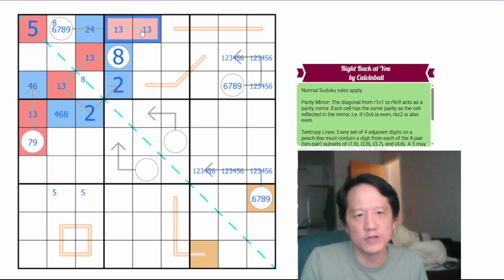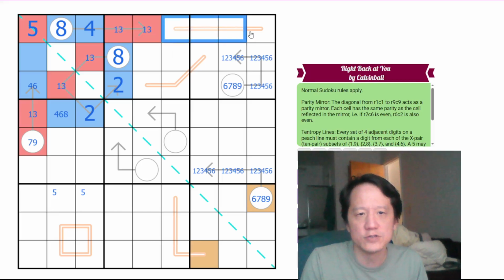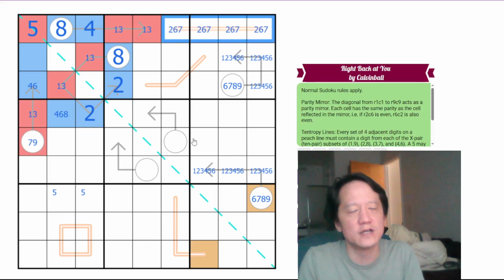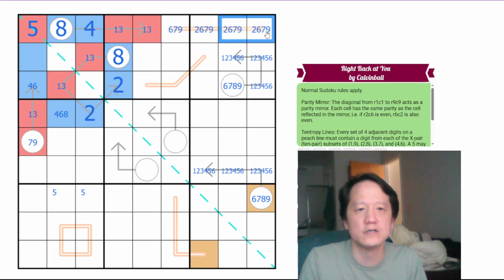This is 1 and 3, so that's 6. These are both odd, so therefore this is even, which means this is even too. And 8 cannot be here anymore, therefore this must be 8, which forces this to be 4, 1, and 3 added together. So this must be 2, 6, 7, 9. 2 cannot be here because of the 2. And this must be a 2, actually. So this 4 eliminates 4 here, so this is 6.